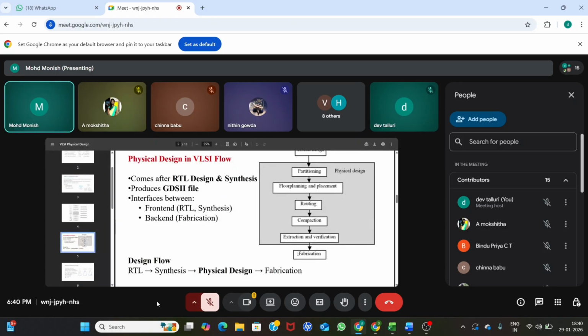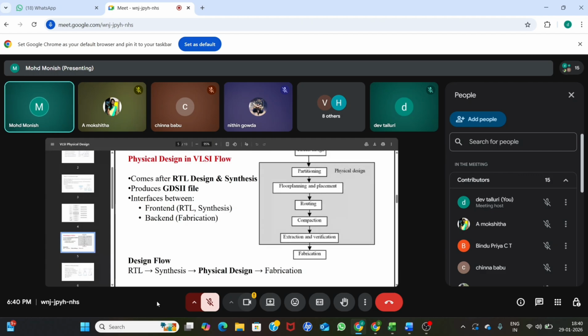So then RTL to GDS. To simplify the VLSI design flow, we start with the register transfer level code, synthesize it into the netlist, and then perform the physical design. The output of the physical design should be in the GDS format, a GDS file, which contains the complete layout.